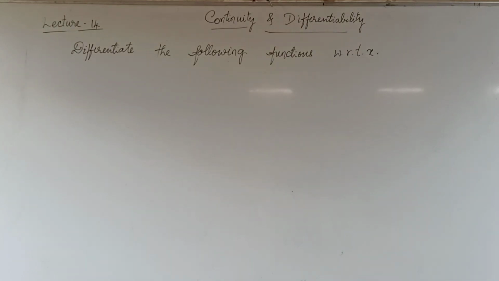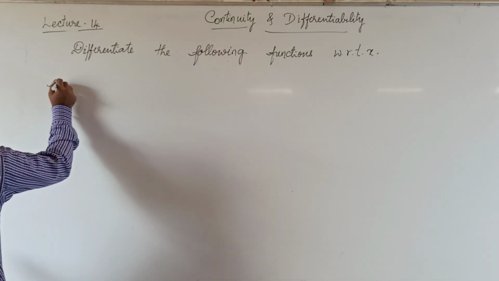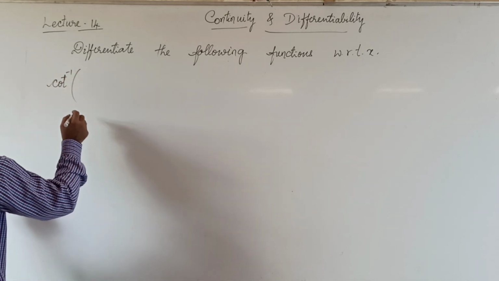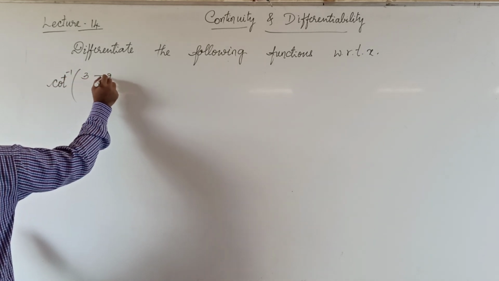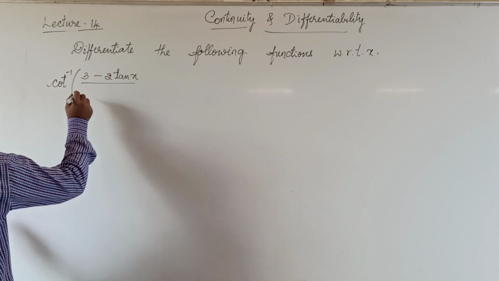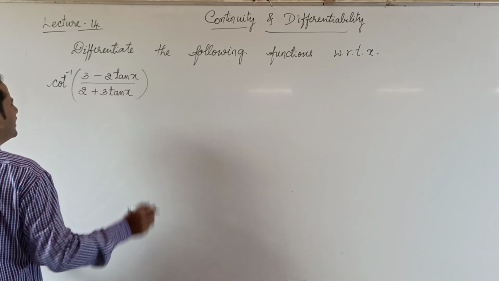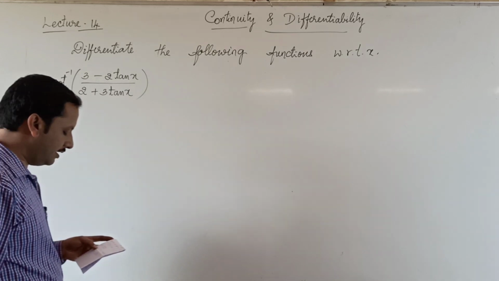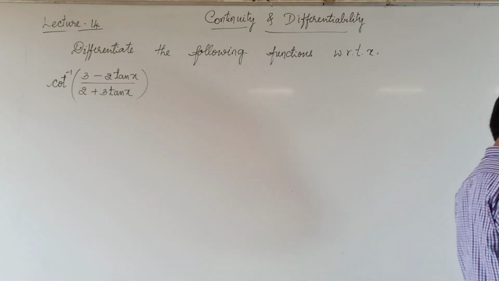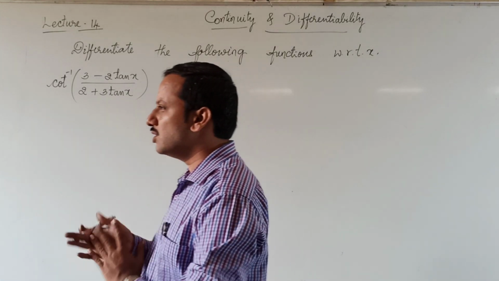Next question. Cot inverse of 3 minus 2 tan x divided by 2 plus 3 tan x. The question says, differentiate this with respect to x. Okay. Cot inverse is there.